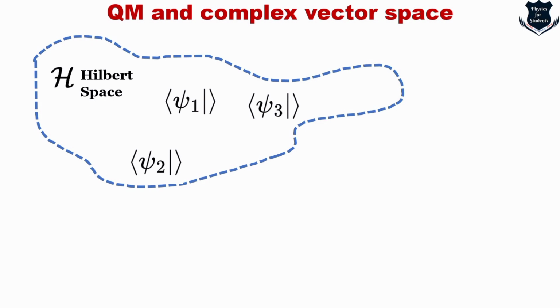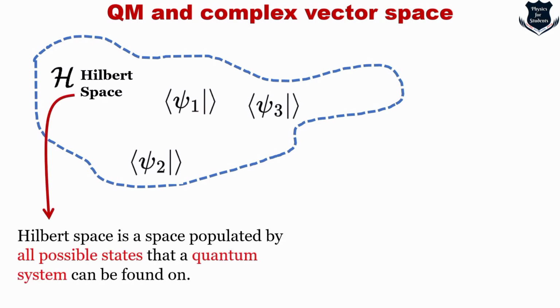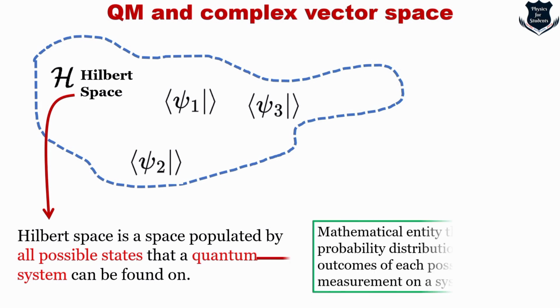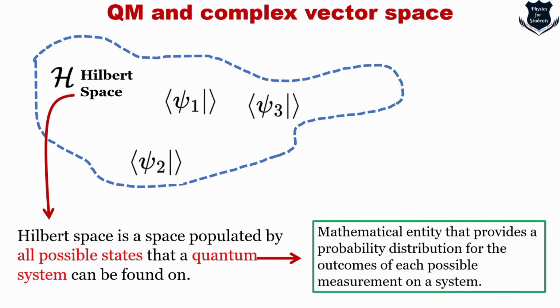And how can I define a Hilbert space easily? I can say that a Hilbert space is a space, or you can consider it a table or a pillow cover, which is populated by all possible states in which a quantum system can be found. What do we mean by a quantum system? In a very rough way, it is a mathematical entity that provides a probability distribution for the outcomes of each possible measurement of the system.